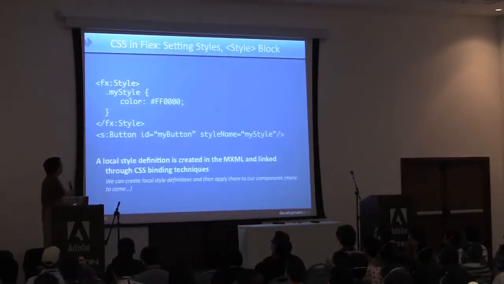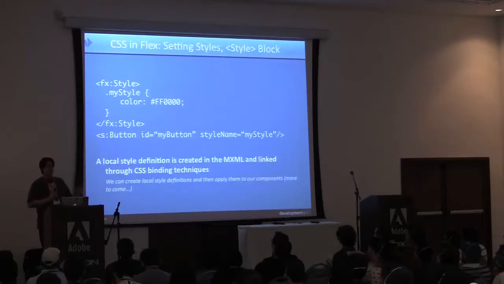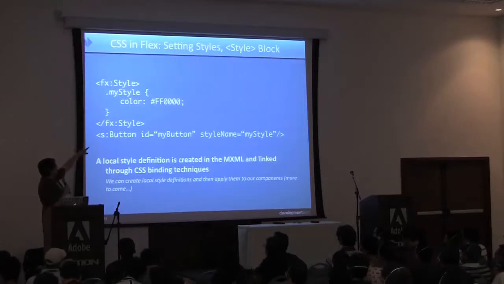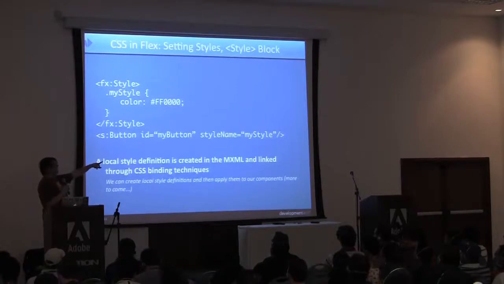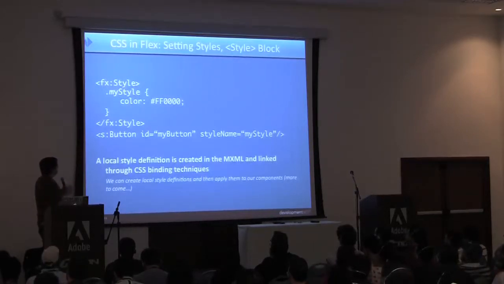All right, so the third way we can deal with this is style blocks. Now we start getting into the CSS standard and specification of actually setting up styles. We declare the FX style block, and then inside there we can start declaring CSS. Similar thing, I'm creating a style called my style. I'm setting the color to red, and then I can apply it to my component through a property called style name. Style name links back to the style, and that's pretty much saying the same thing: change this text to red. Now we can start using the new CSS syntax to actually apply this.